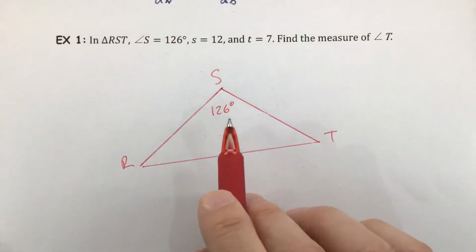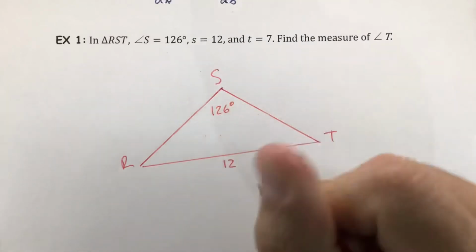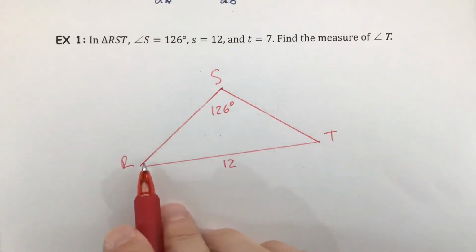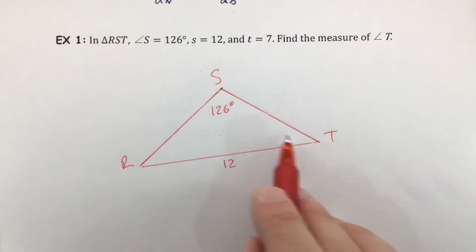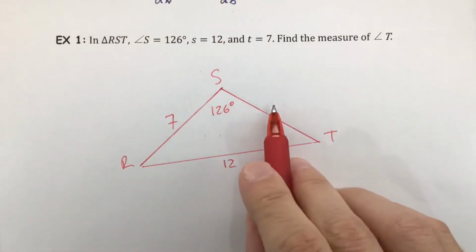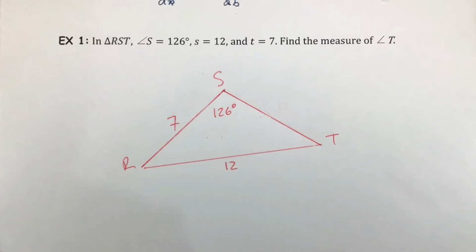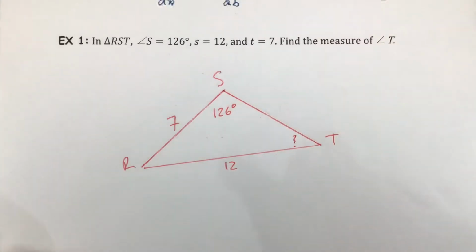Okay, so across from the 126 is where little s is going to be. So that's going to be a 12 across from t. So it really didn't matter which one of these was r and t. We just wanted to complete a triangle. So across from t, that's going to be the 7. So we don't know that side. We also don't know either of those two angles. And what we're trying to find is this angle here. We want to figure out what angle T is.